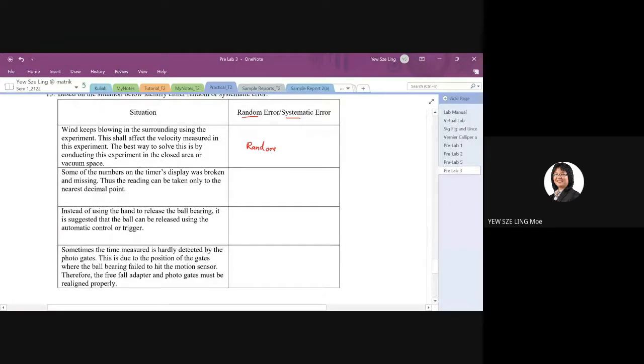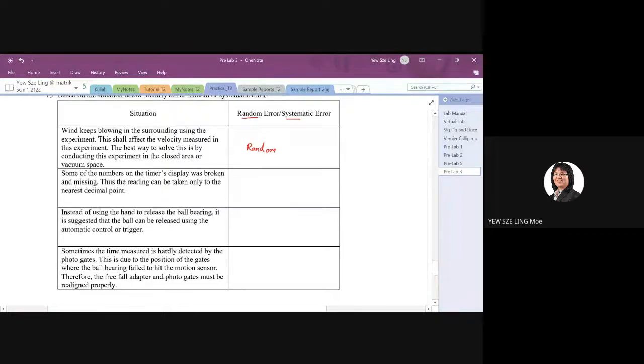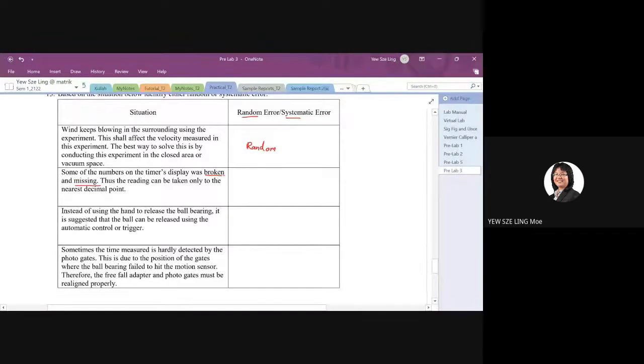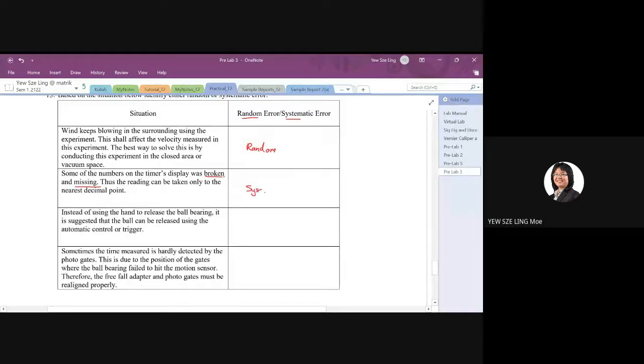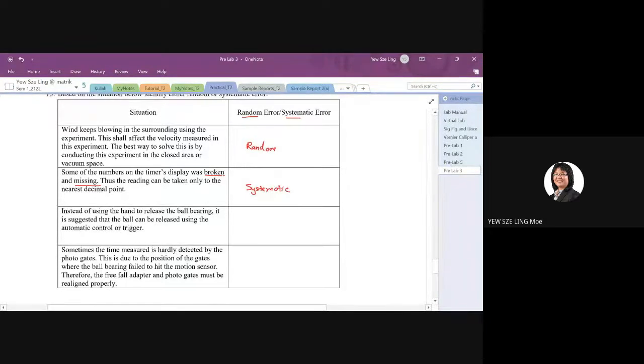Some of the numbers on the timer display were broken and missing, thus readings can be taken only to the nearest decimal point. So the missing or broken value is always the same value, which means every time you repeat the experiment, you will have the same mistake. In this case, we call it systematic error. It doesn't matter how many times you repeat the experiment, you will get the same error, constantly happening.